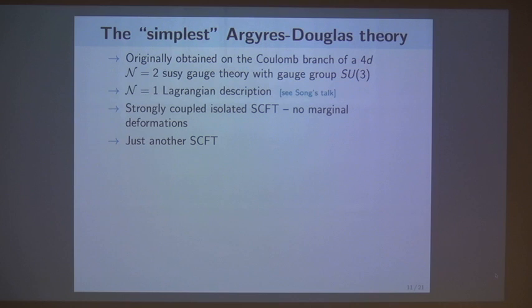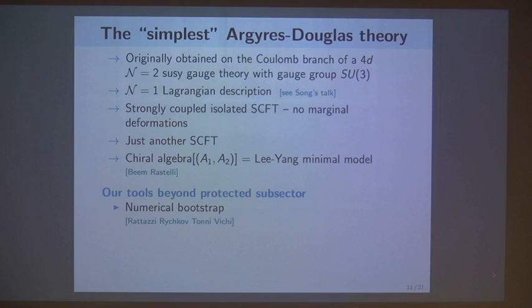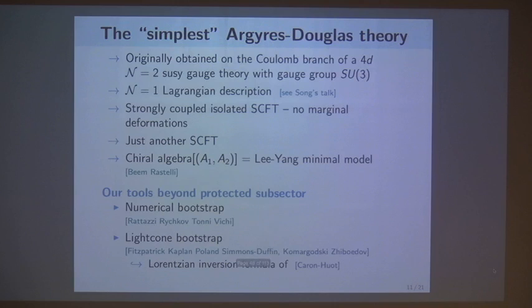Another way it is simple is that its chiral algebra has been conjectured to be the Lee-Yang minimal model. So this is the theory I will now focus on and try to reach numerically. And our tools are exactly the ones David just described, the numerical bootstrap and the light cone bootstrap, making use, actually, of the Lorentzian inversion formula of Caron-Huot. So how should we approach this theory?